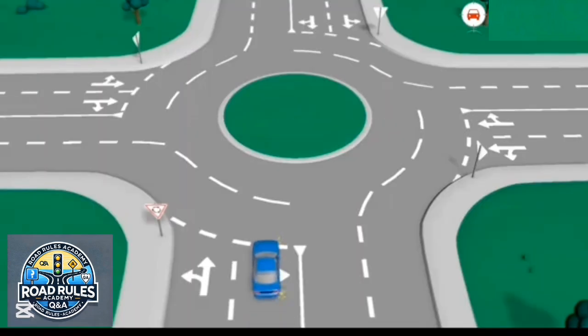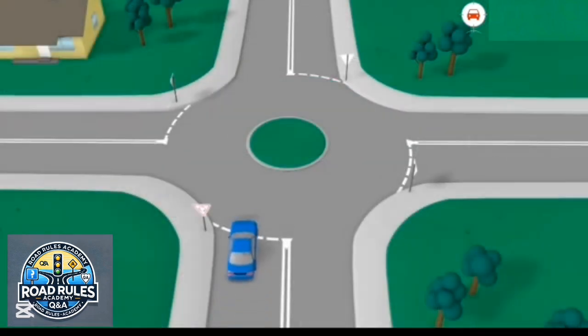Exiting a roundabout. As when you exit a road, you must signal left when leaving a roundabout. If it's practical to do so, you should stop indicating as soon as you've exited the roundabout. However, when you are traveling ahead on a single lane roundabout, it may be impractical to indicate when exiting.